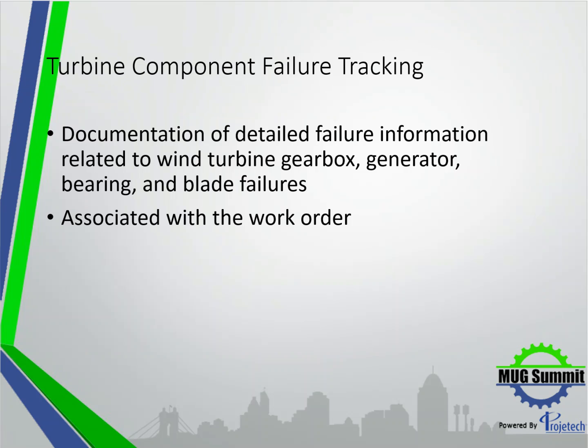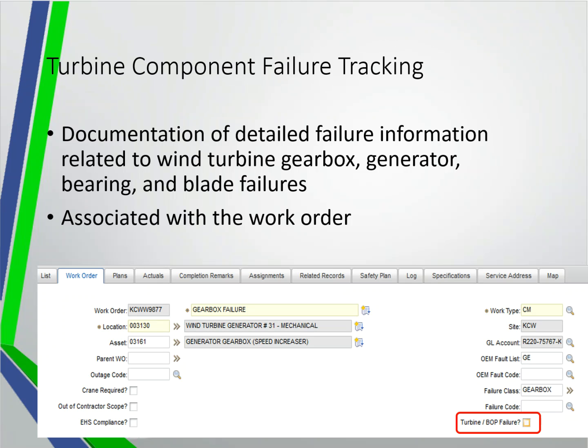We want to find additional information on why gearboxes are failing, why generators are failing, and how often they are failing. If you look at the screen down in the very bottom right-hand corner, it may be difficult to read from the back, but this is a field that was populated, and it simply says turbine balance of plant failure.